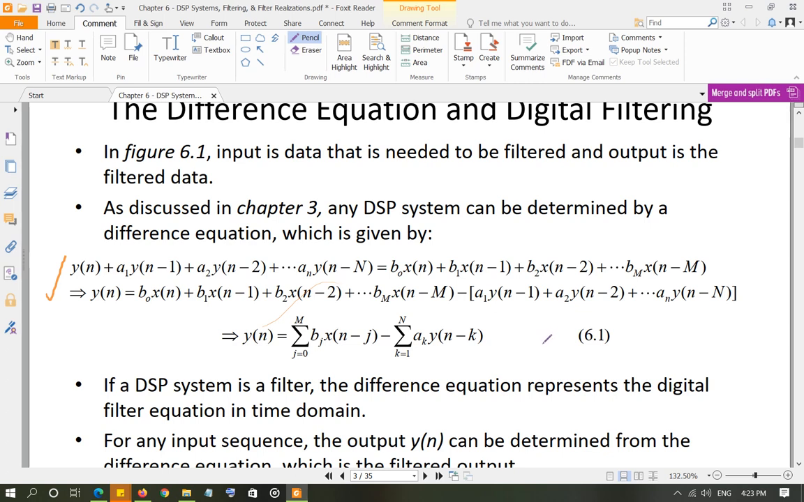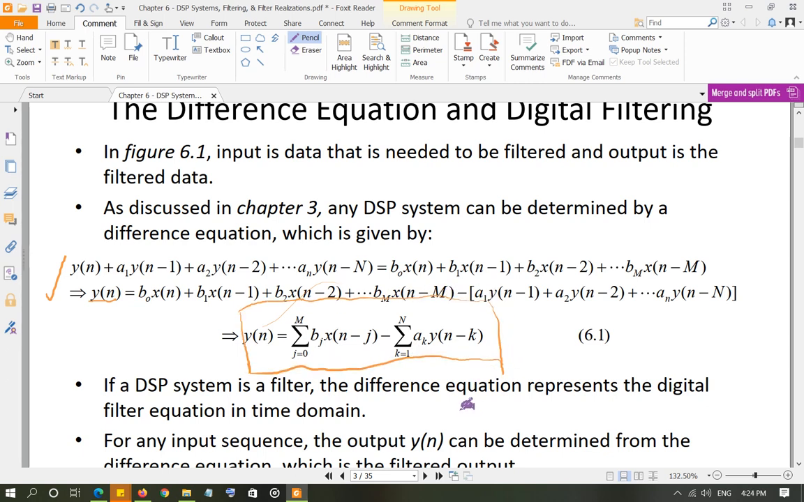Of course, our goal is to determine the current output based on the current value of input, the past values of inputs, and the past values of outputs. So we have to determine y of n. So y of n is b naught x of n plus b1 x of n minus 1 and so on, and then you take the y terms on the other side and subtract them. In general, your difference equation can be represented by this.